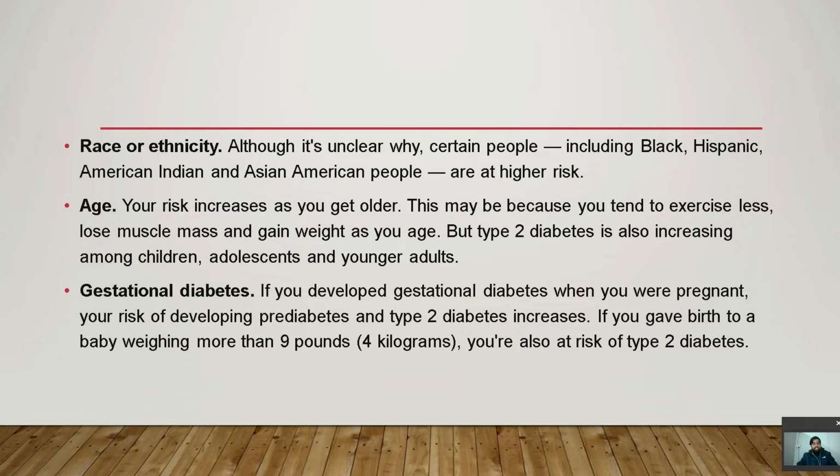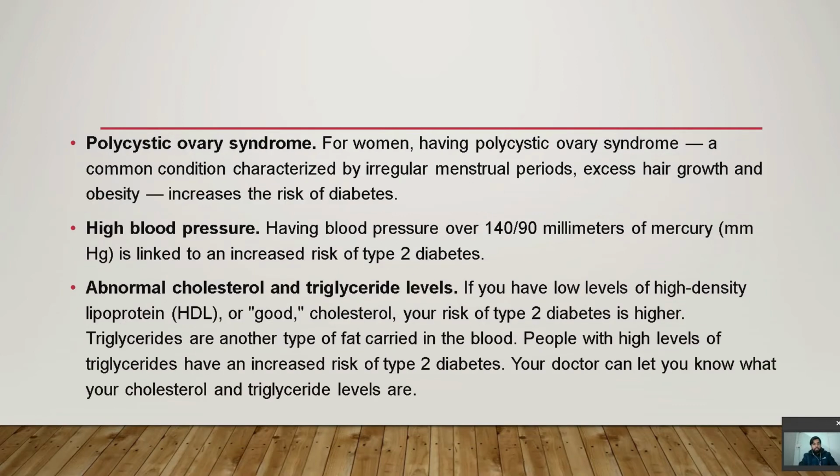Another is gestational diabetes. If you developed gestational diabetes when you were pregnant, your risk of developing pre-diabetes and type 2 diabetes increases because pre-diabetes is a precursor of type 2 diabetes. If you gave birth to a baby weighing more than 9 pounds, that is 4 kilograms, you are also at a risk of type 2 diabetes.